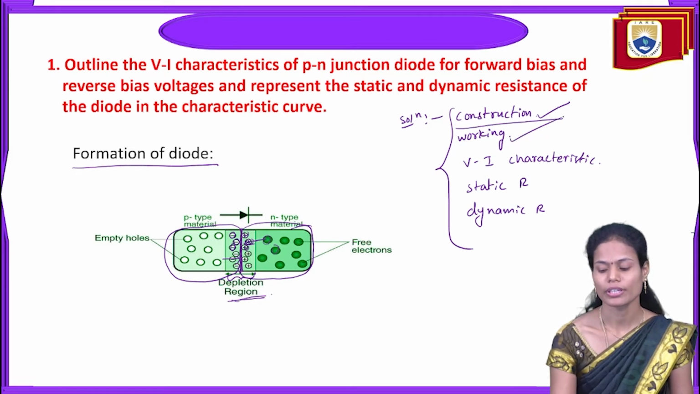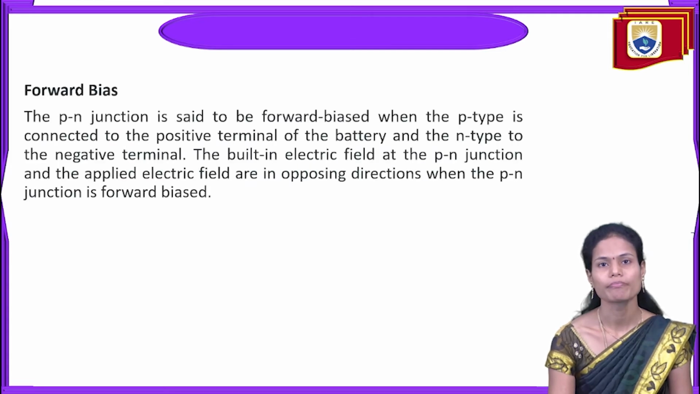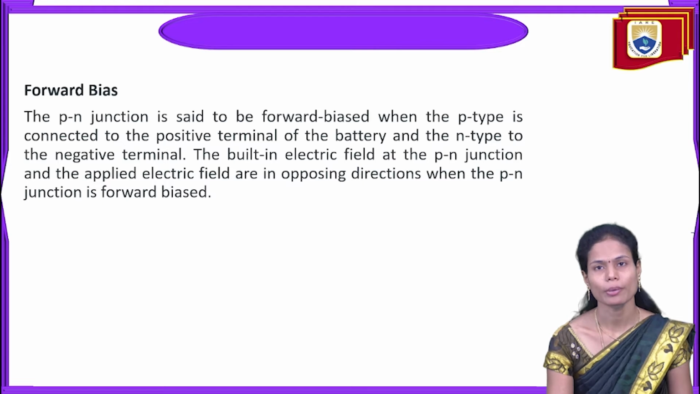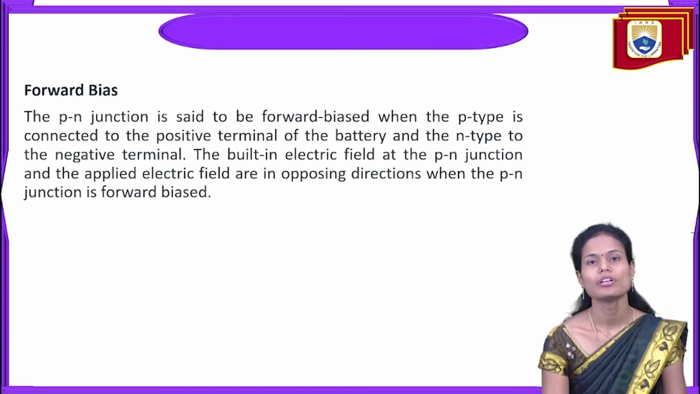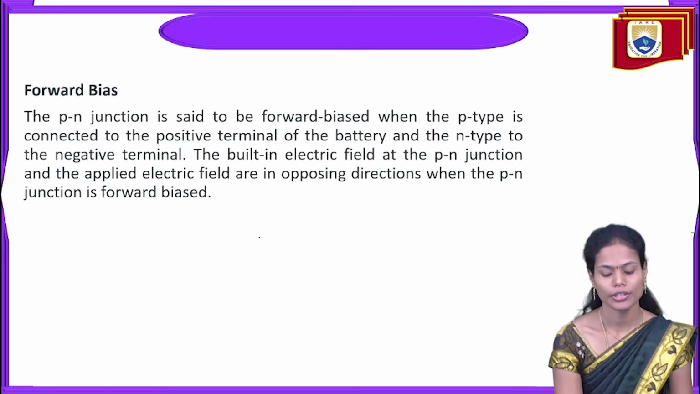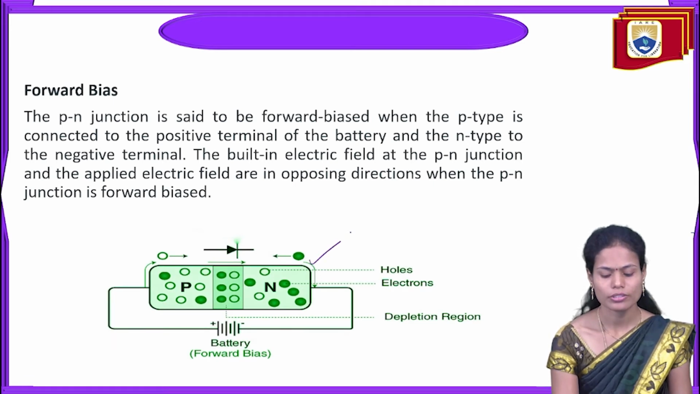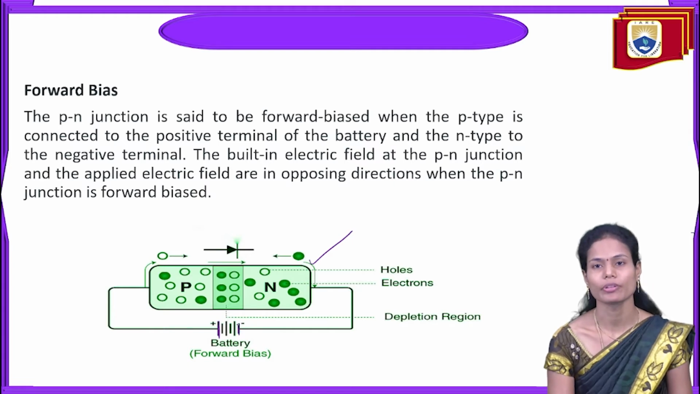Next, coming to the working. In order to see the working of the PN junction diode, first of all we take the forward bias condition of the diode. In the forward bias condition, we need to apply the P type material to the positive terminal of the battery, and the N type to the negative terminal of the battery. So I have considered the PN junction diode as it is here: the P type material is connected to the positive terminal of the battery, and the N type material is connected to the negative terminal of the battery.